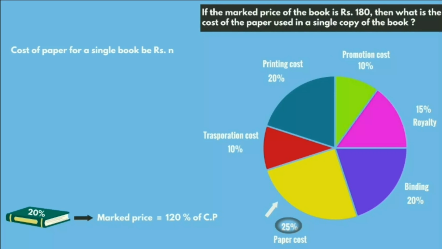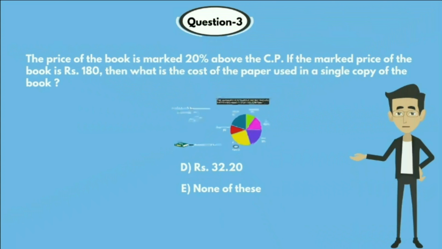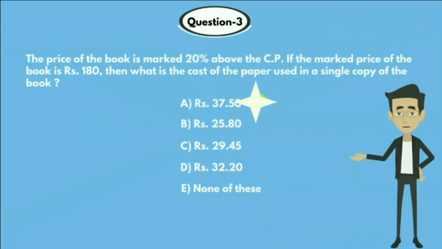Let the cost of the paper for a single book be n rupees. So here from the above data, we can write as 120 is to 25. That equals 180 is to n. That is, n equals 25 into 180 by 120. After solving this, we get 37.50. So the cost of the paper used in a single copy of the book is 37.50 rupees. So the answer is option A, 37.50 rupees.